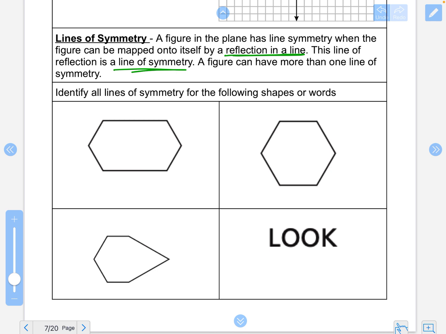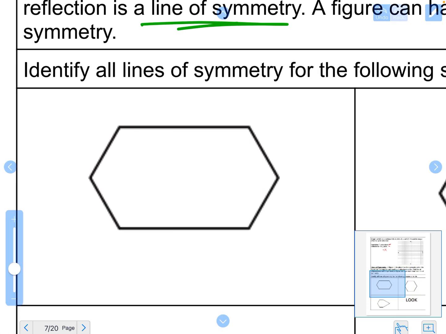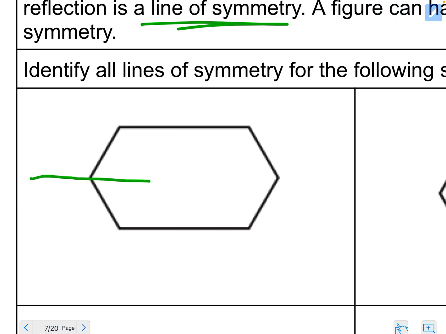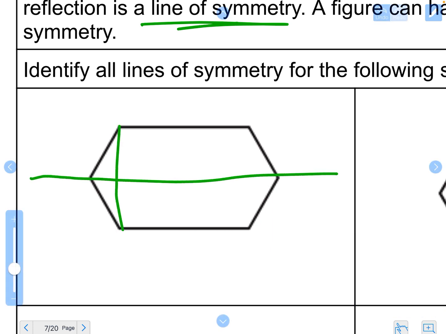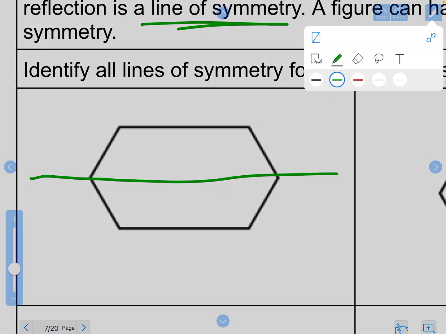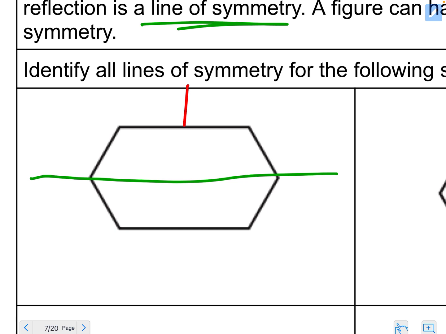So if we're looking at this first shape right here, I know that if I divide it right here, if I reflect it there, these points line up, these points line up, and so that is one of my lines of symmetry. I also know if I go perfectly down the middle, those points are going to line up, those points are going to line up, and those points are going to line up. So this figure has 2 lines of symmetry.